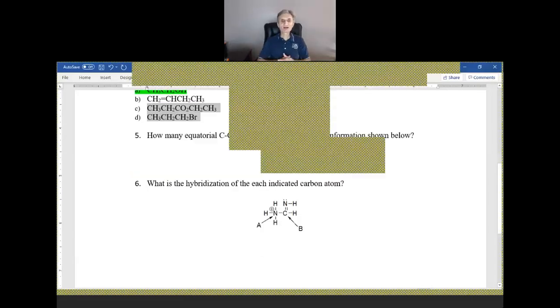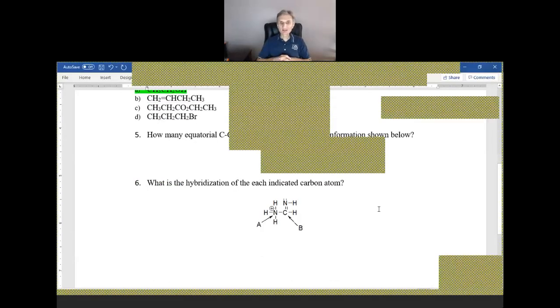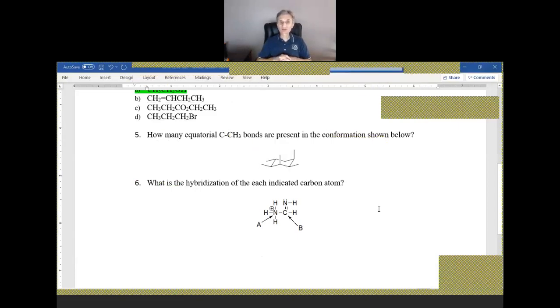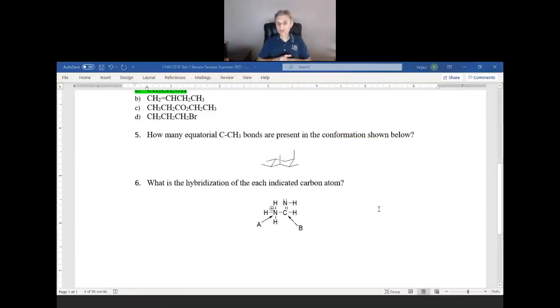Question number 5. How many carbon-methyl, equatorial carbon-methyl bonds are present in the conformation shown below? From this conformation, you may already be able to count them. You look for what are carbon-methyl, so a methyl group attached to a carbon of the ring. And you can see this is methyl, methyl, methyl, methyl. There are 5 methyl groups. Of course, you would have to write down how many are present.